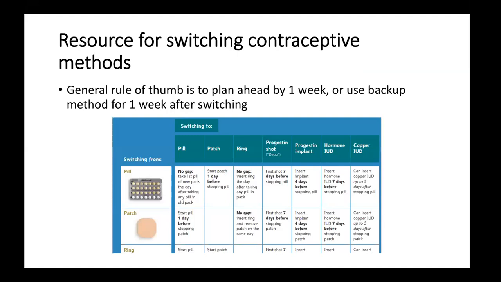I want to also just put in a plug for this resource for how to switch contraceptive methods. In general, I would say the principle here is just to plan ahead by about a week and just plan to maybe need to use a backup method for about a week. This is a great resource that will be linked in my slide set, but it's from the Reproductive Health Access Project, and it lays it out in a really easy to read way. So that's something that you can also go over with patients during the clinic visit.